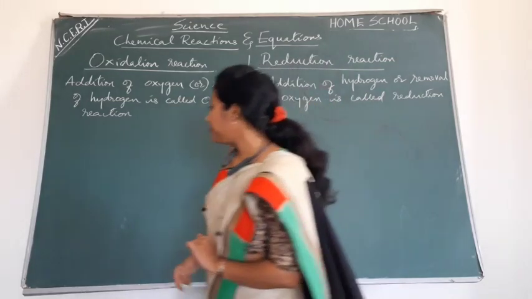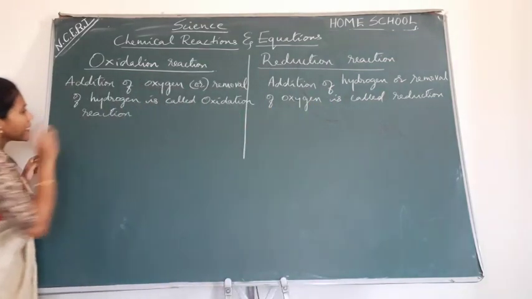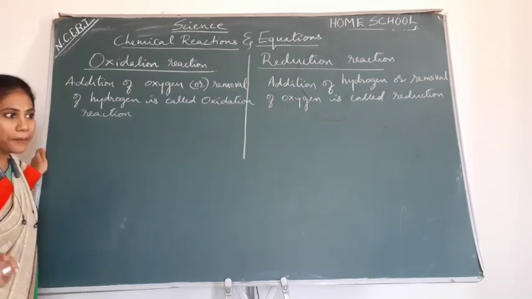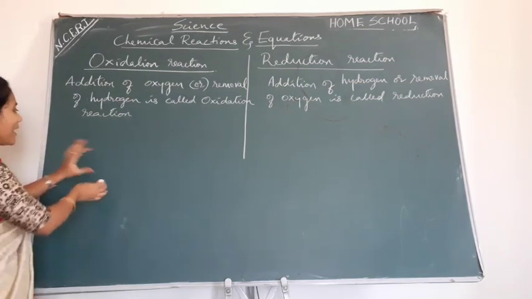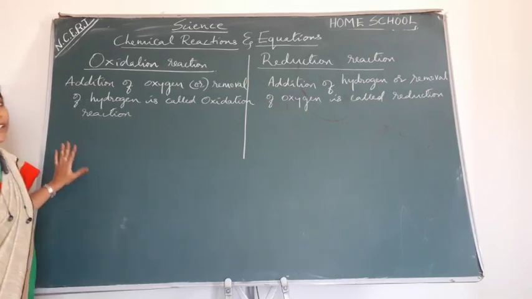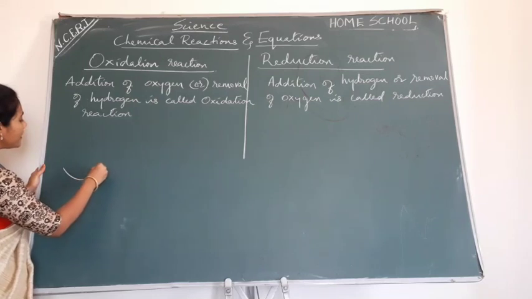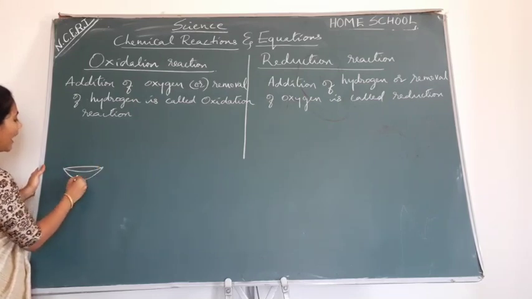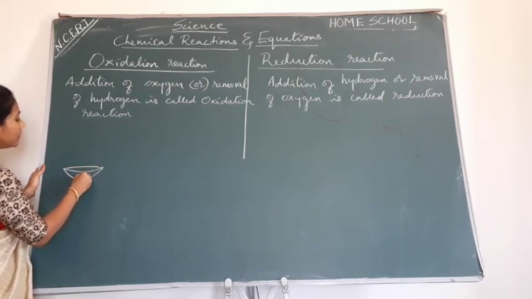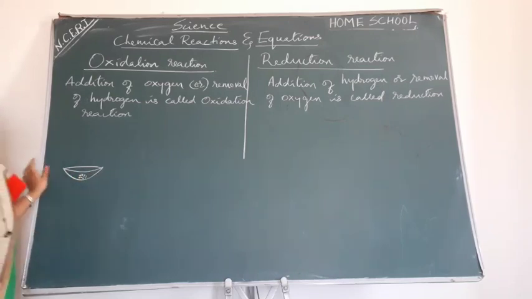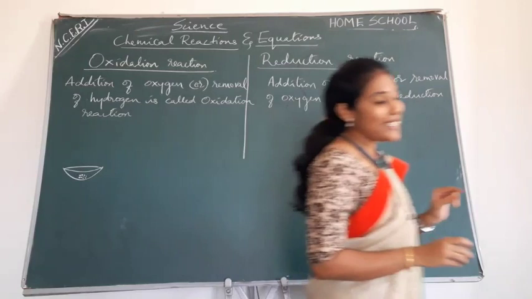Okay, fine. And here to explain the example for this reaction, I will do some experiment, not a live experiment, I will just show a figure on the board, try to understand. I am taking copper in some vessel. This is a vessel. I took a copper. What is the color of copper? Copper will be there in a brown color.